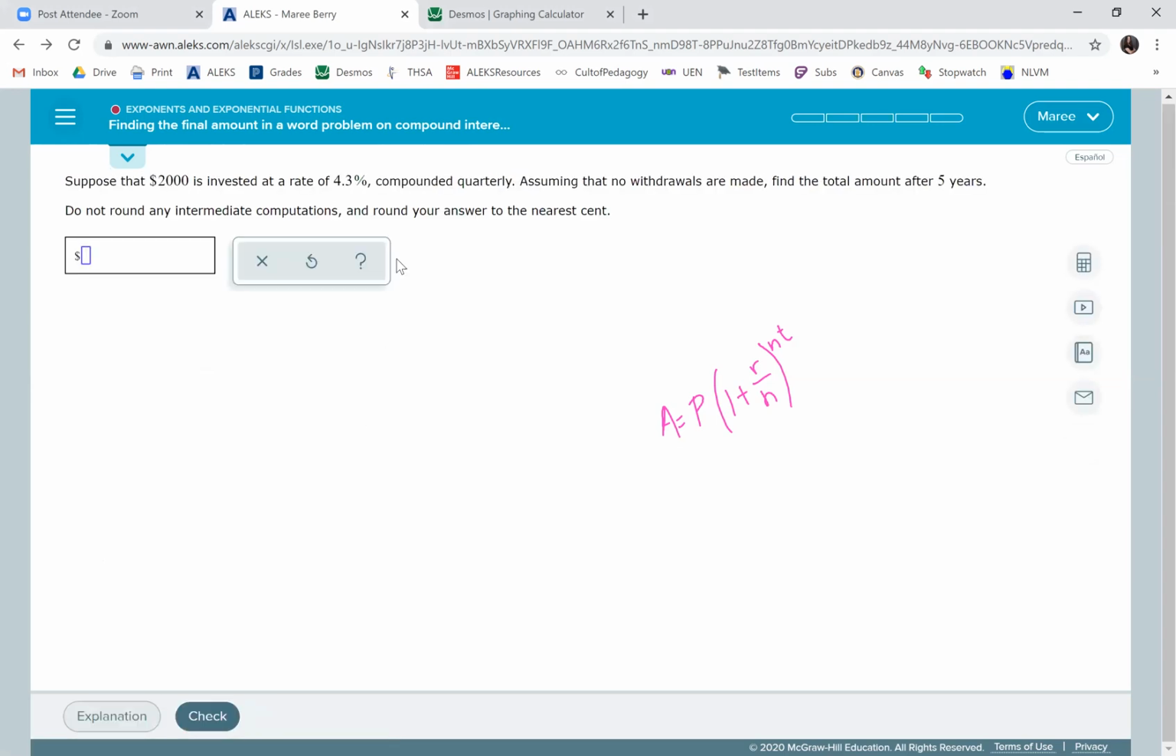So we have to find all of the things. What are they going to tell us here? Our principal is $2,000. Our interest rate is 4.3%, which is 0.043. Compounded quarterly, so N is 4. Find the total amount after 5 years, so T is 5. So we're going to find A.